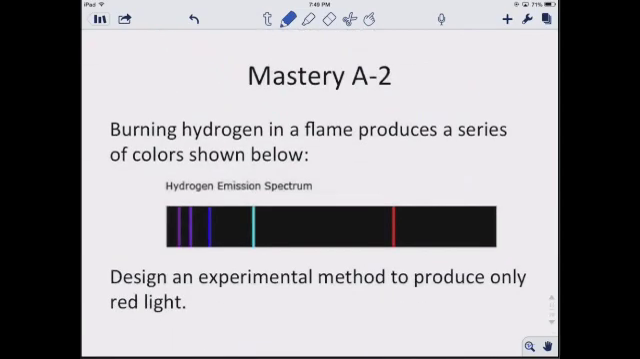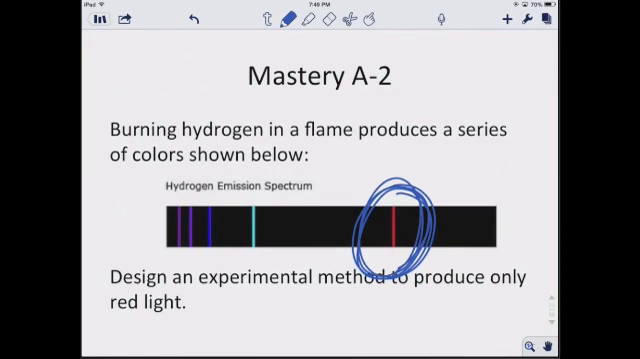Moving on to our next one. It's our mastery level question. Burning hydrogen in a flame produces a series of colors shown below. And so what we wanted to do is design an experimental method to produce only this red light. An answer to this would be that electron transition occurs only at specific energy levels. And so by controlling the temperature of the flame to a very low temperature, you could permit only that specific transition. So we could control the energy that went into it. And what we're saying here is that, remember, it takes a specific amount of energy to jump that energy level.